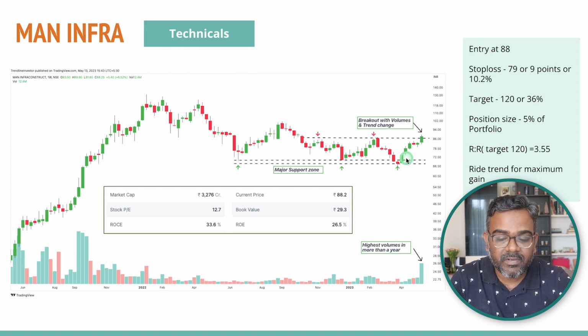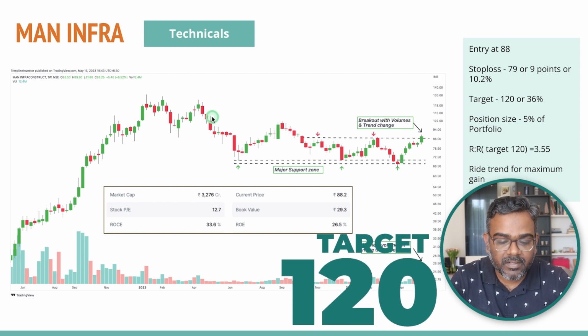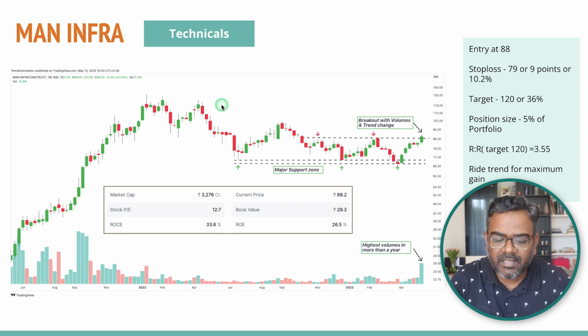Okay, and here I'm looking for targets of 120, which is around, I think, the levels of this zone over here, all time high. I think it will easily reach that point because we already crossed the support resistance zone over here, and I think 120 can be done in the next few months or so, right?